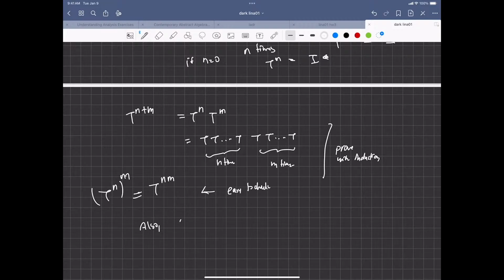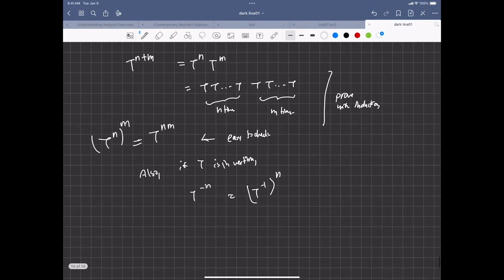Also, if T is invertible, we can define T inverse to be the inverse. So if T is invertible, we can define T to the negative n to just be T inverse raised n times. This is only if T is invertible.